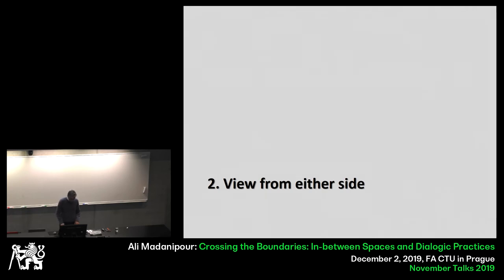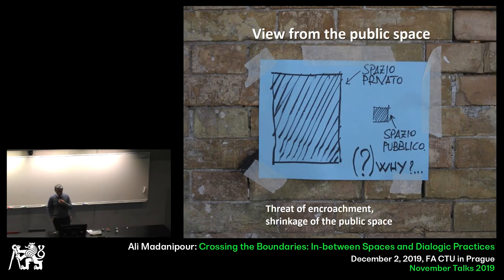So now we look at these spaces of the private and the public from the two sides of the boundary that divides them. This is a slide I took at a conference in Rome about public space. And this is the view from the public space, people who appreciate and value public space. And they say, why is it that public space is so small and private space is so big? That's the question. So when you look at it from the public space view, you see that the private space is expanding and the public space is shrinking.